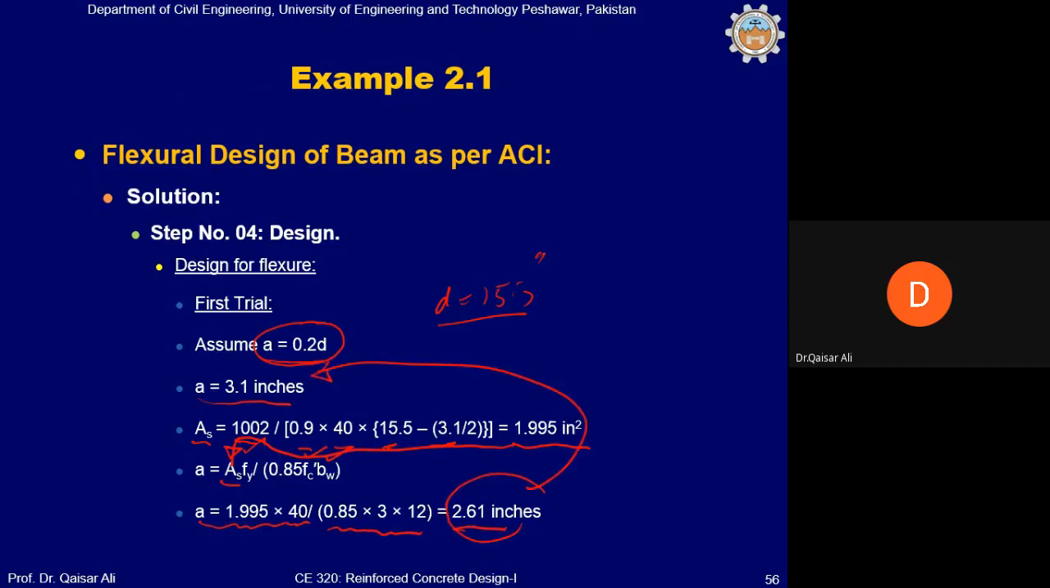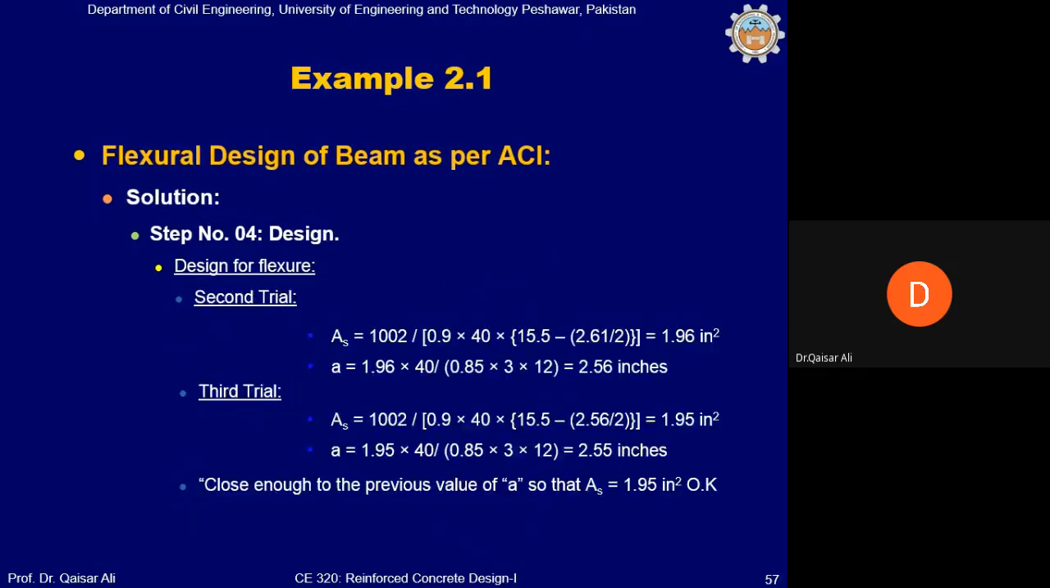So we will recalculate As from this small a now. This small a will be substituted in this equation. Everything else remains the same. So only small a will change. So this will give us As in the next trial equal to 1.96 square inch. We will recalculate small a from this As, and the small a comes out to be 2.56 inches.